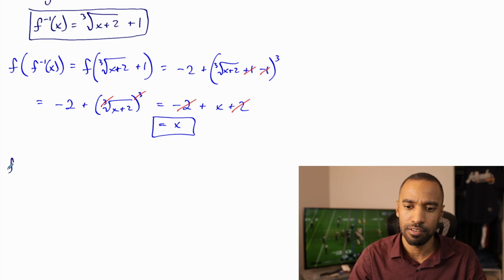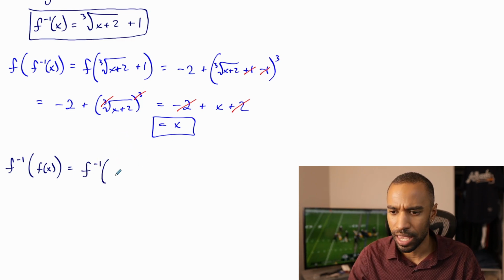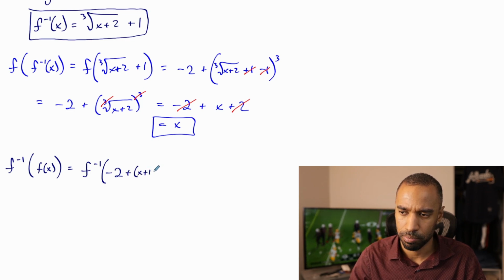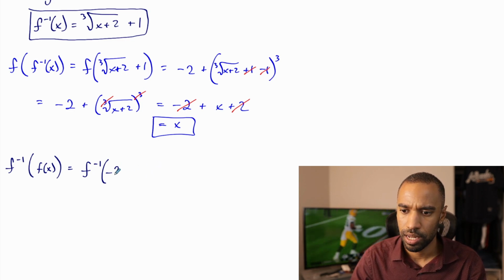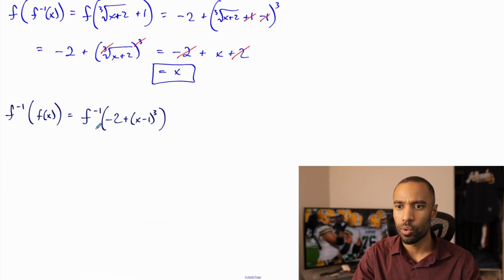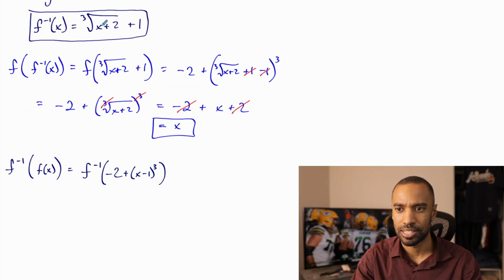Now let's do the inverse of f of x this time. So now we're going to be doing the inverse of, what's f of x? Negative 2 plus the quantity x minus 1 cubed, I believe. Yeah. Okay, so this is now going to replace x inside here.